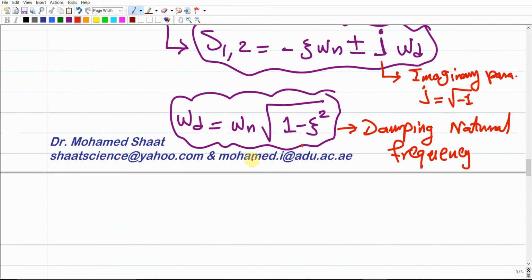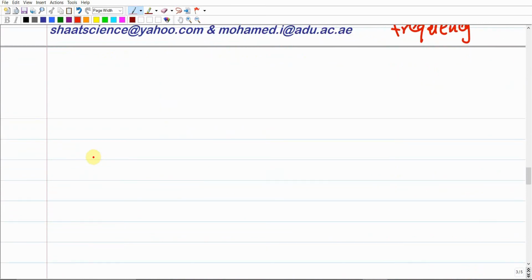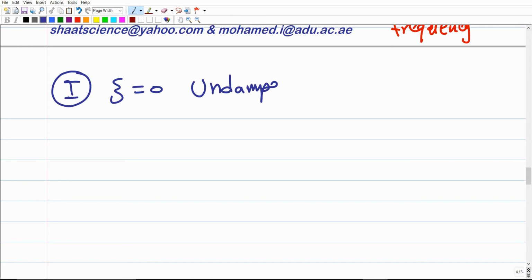It depends on the value of xi. So depending on the value of xi, we're going to consider four cases here. In the first case, case 1, xi is already 0. In this case, the electrical circuit is going to be considered an undamped system.